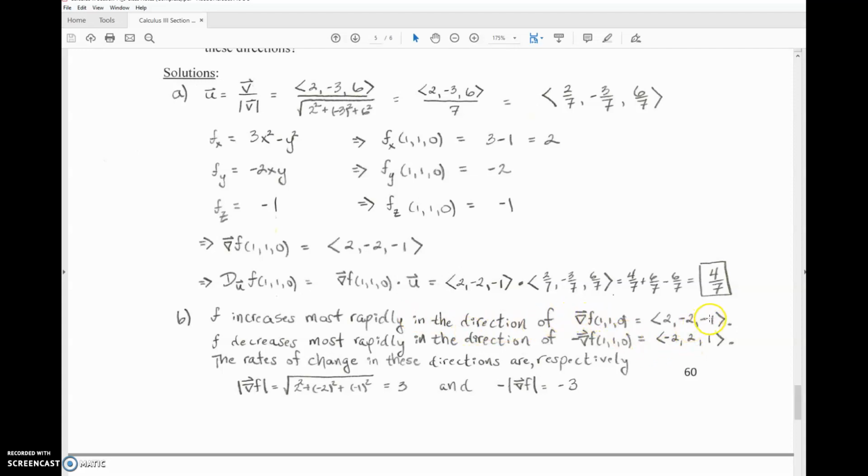And it decreases most rapidly in the direction of minus the gradient of f, minus 2, 2, 1. The rates of change in these directions are respectively the magnitude of the gradient of f, which is 3, and the opposite of the magnitude of the gradient of f, which is minus 3.